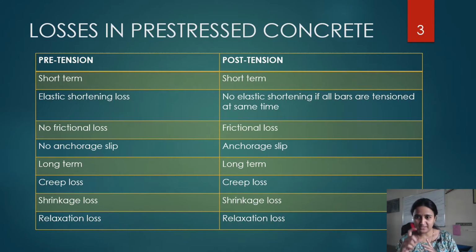So because of this concreting work there is some frictional loss in tendon and in concrete. That loss is present in post tensioning members only, it is not present in pre tensioning. Obviously it will not happen in pre tensioning because there we first place our tendon and then we do concreting.